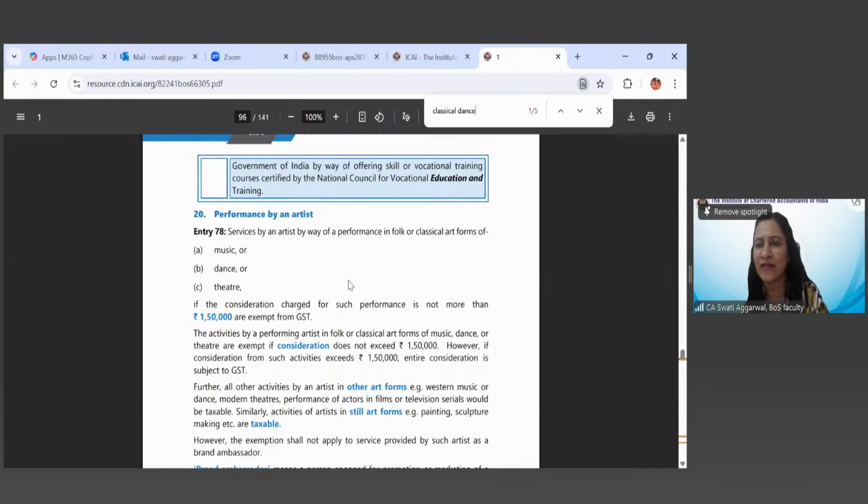And what does entry 76 of exemption notification number 12/17 CTR dated 28 June 2017 say? It says that activities by a performing artist in folk or classical forms of music, dance or theatre are exempt if the threshold limit of consideration is rupees 1,50,000. However, if consideration from such activities exceeds rupees 1,50,000, entire consideration is taxable. So, is it clear to you?